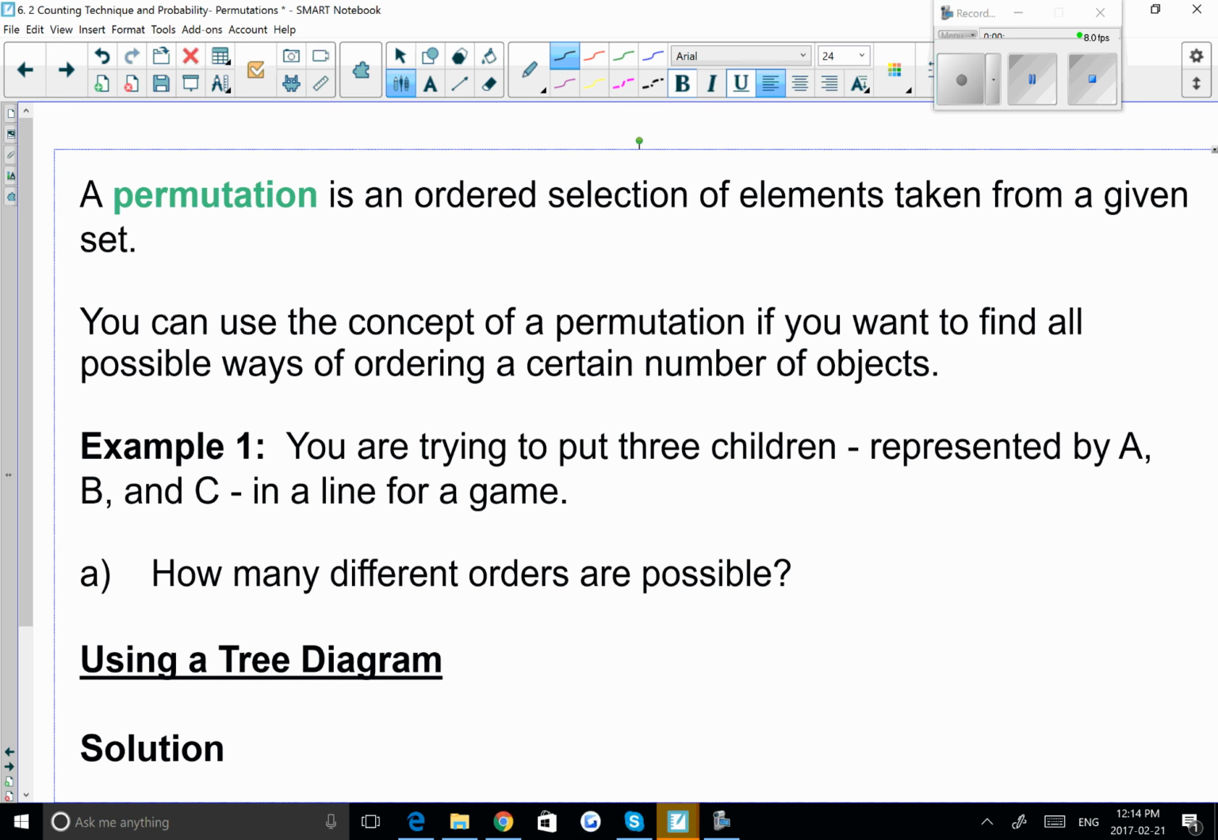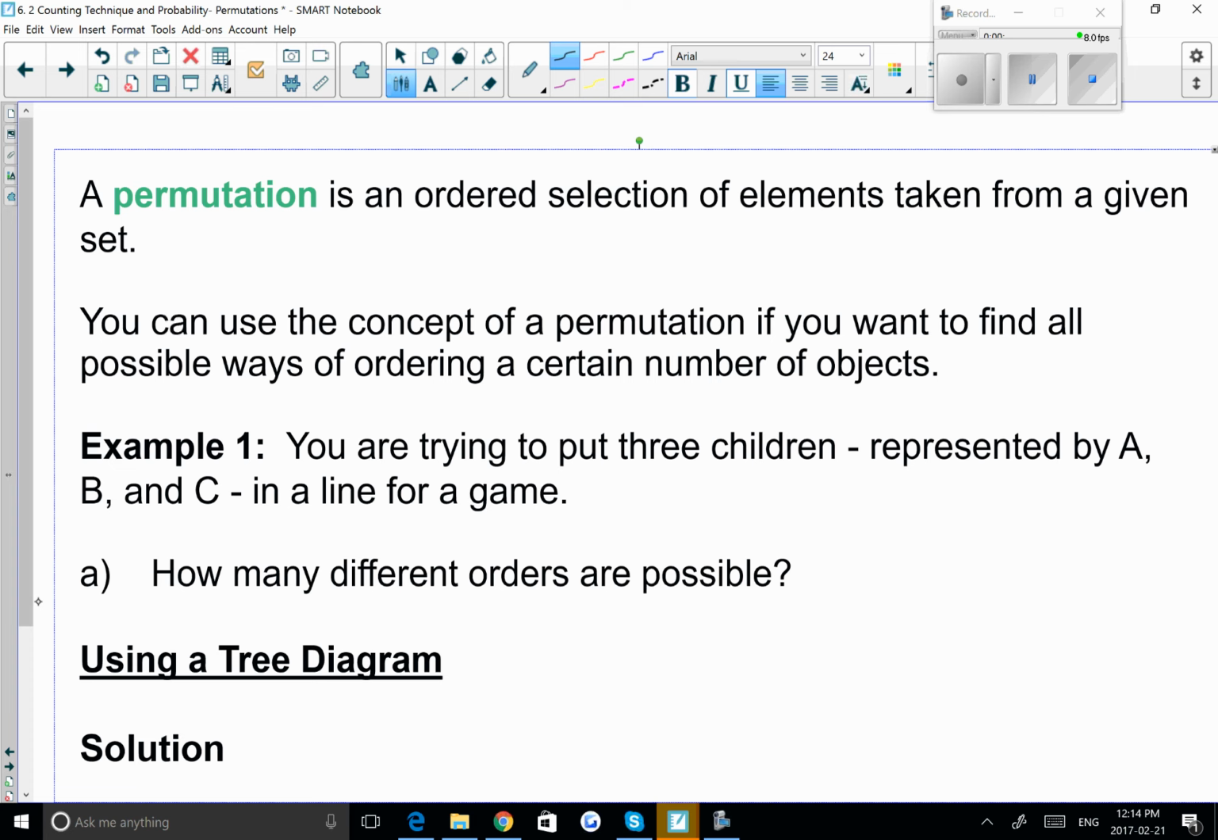A permutation is an ordered selection of elements taken from a given set. You can use the concept of permutation if you want to find all possible ways of ordering a certain number of objects. Example, you're trying to put 3 children represented by A, B, and C in line for a game. How many different orders are possible?